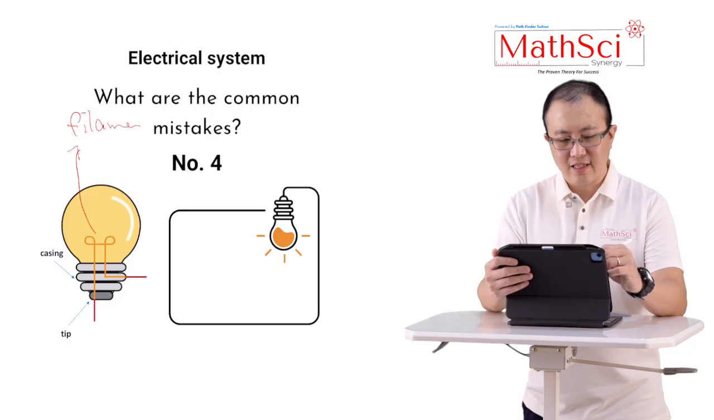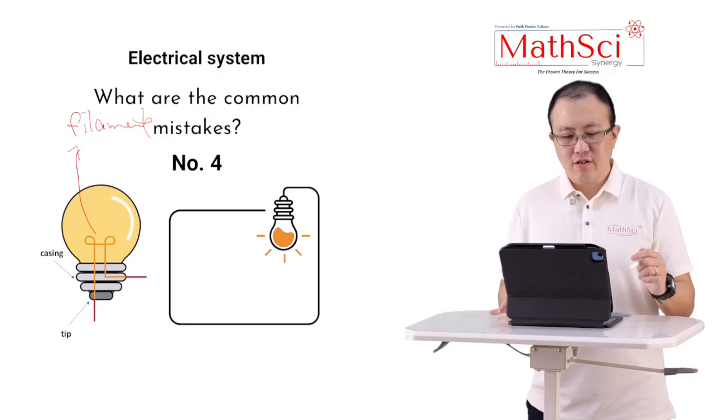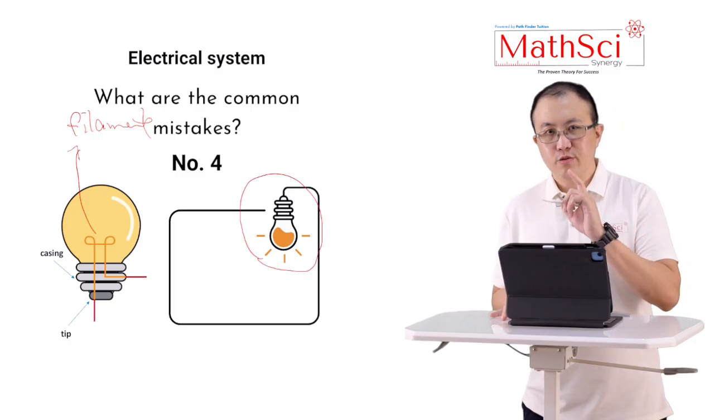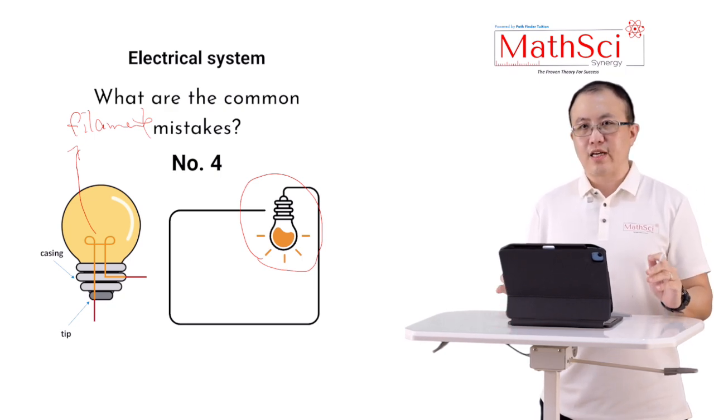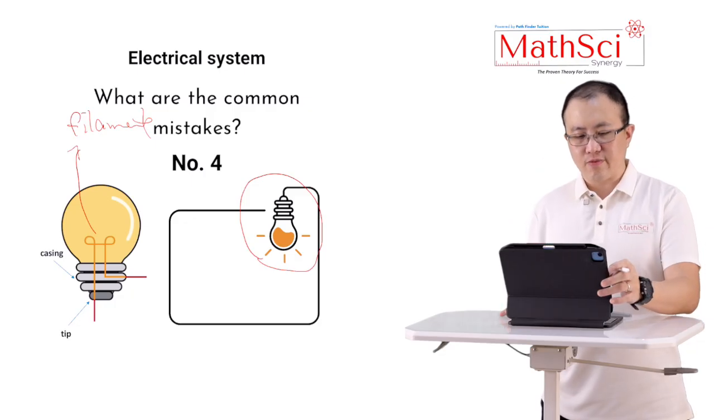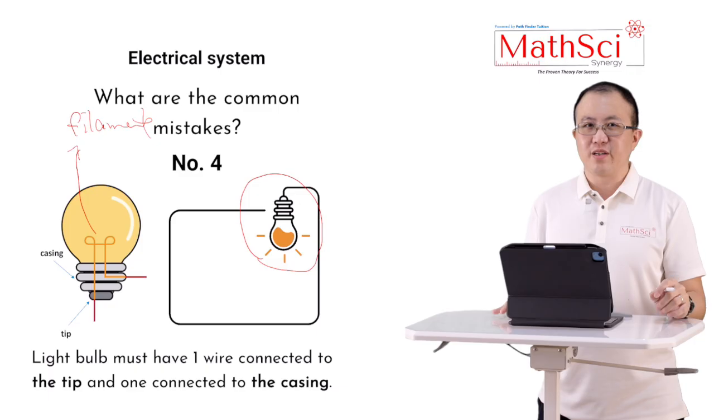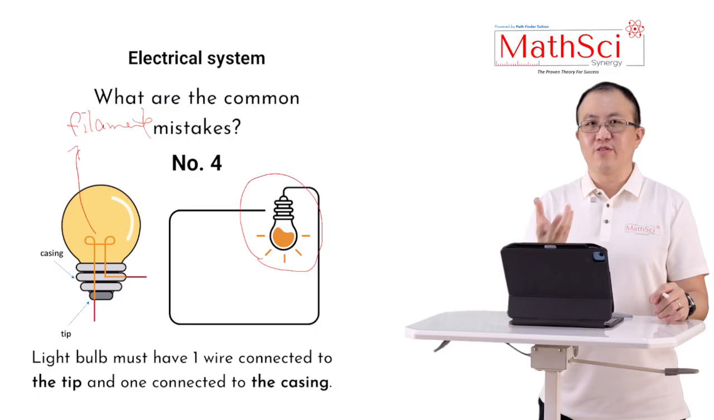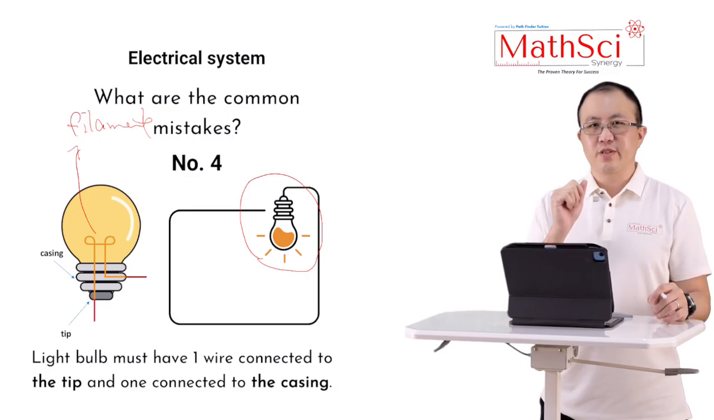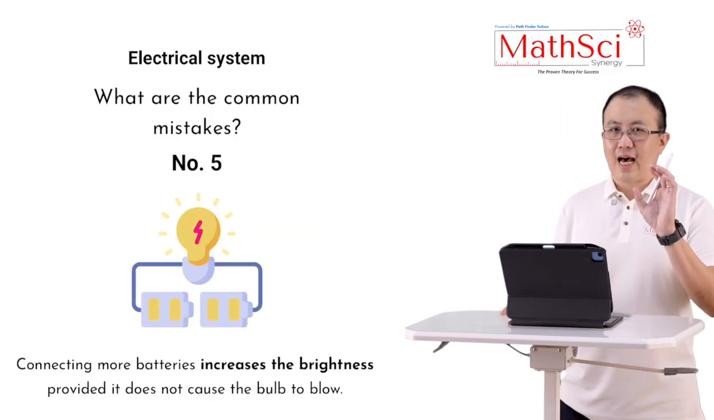The filament is really the thing that is heated, becomes warm, and lights up. This is the one that provides light. So in the case of a circuit connection, please remember that one wire must touch the casing and the other wire must touch the tip, so that you are connecting a full circuit to give the filament the energy. So this is common mistake number 4. People did not know that, so when they connect, they just connect any way they want. If you are really doing the experiment and you don't have a holder for your light bulb, please remember one wire is to the casing, one wire is to the tip.